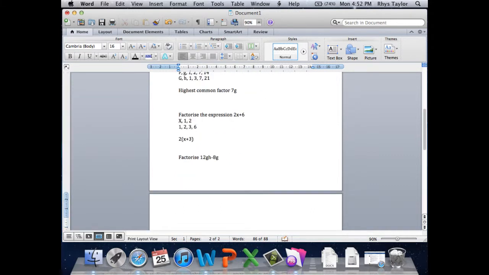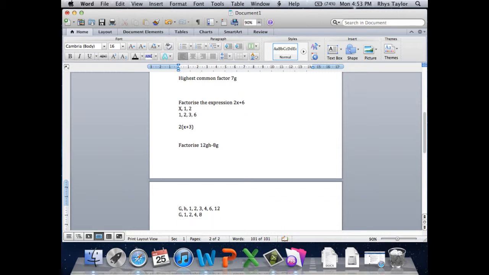So here we go. A little bit of a trickier one. 12GH, the common factors of 12GH. Well, we've got G, we've got H, we've got 1, 2, 3, 4, 6, and 12. And factors of 8G, we've got G, 1, 2, 4, and 8. So what they have in common? They've got the 4 in common, and they've also got the G in common. So 4G comes out the front.